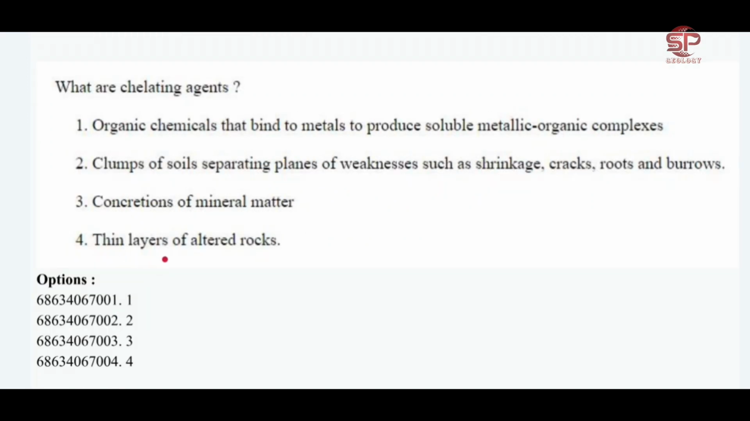Chelating agent is mostly active in biochemical weathering, where organic chemicals bind to metal to produce soluble metallic organic complex, and because of the chelating agent, some of the immobile constituents in the soil can become mobile. So the answer will be organic chemicals that bind to metal to produce soluble metallic organic complex.